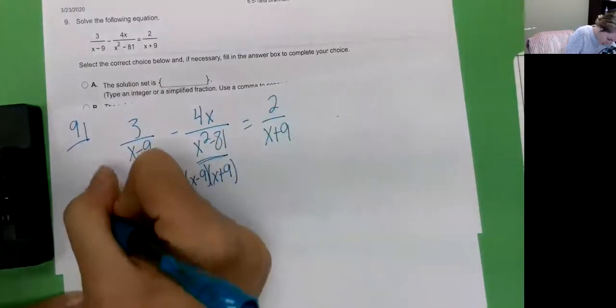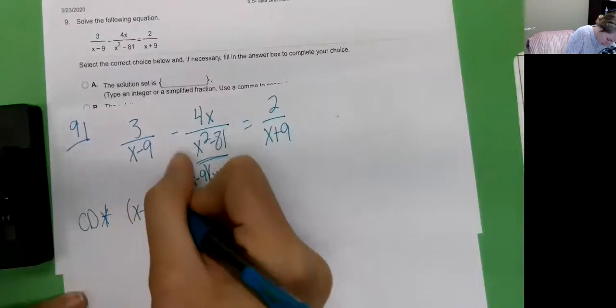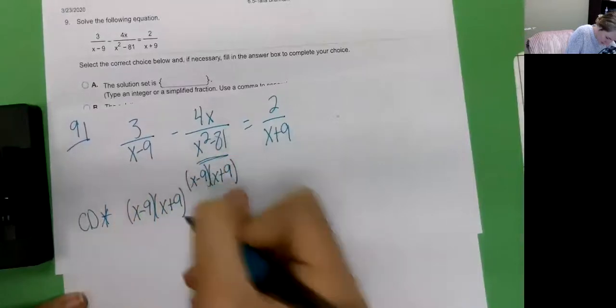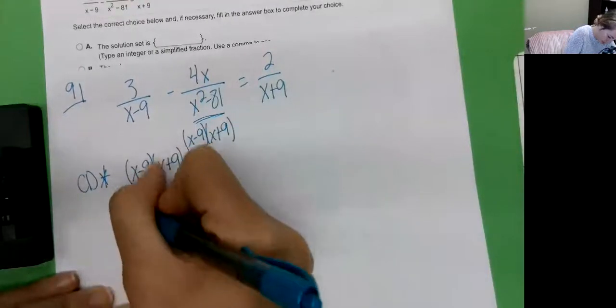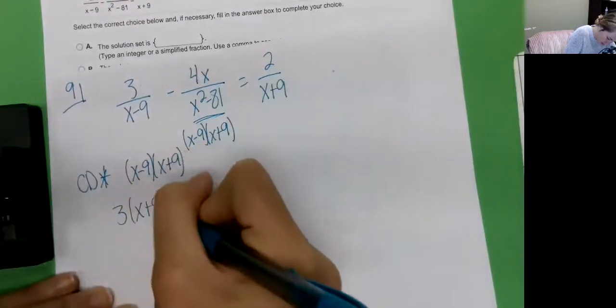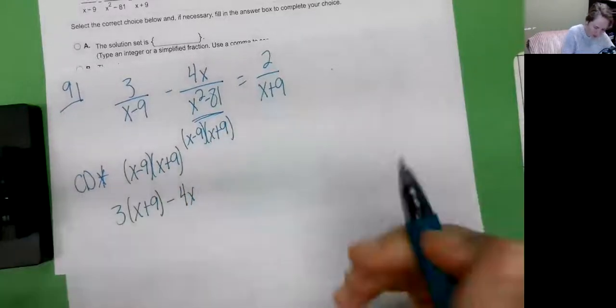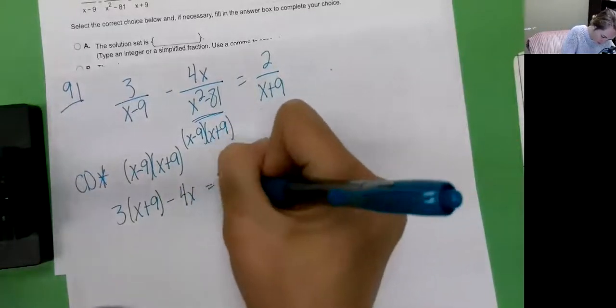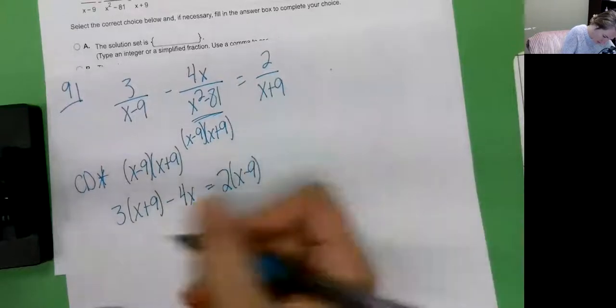So our common denominator is x subtract 9 times x plus 9. So this one, since it's over x subtract 9, we're going to multiply it by x plus 9. And then our 4x is already over both of them, so we don't have to worry about that one. Equals 2. This is over x plus 9, so we're going to multiply it by x subtract 9. Distribute.